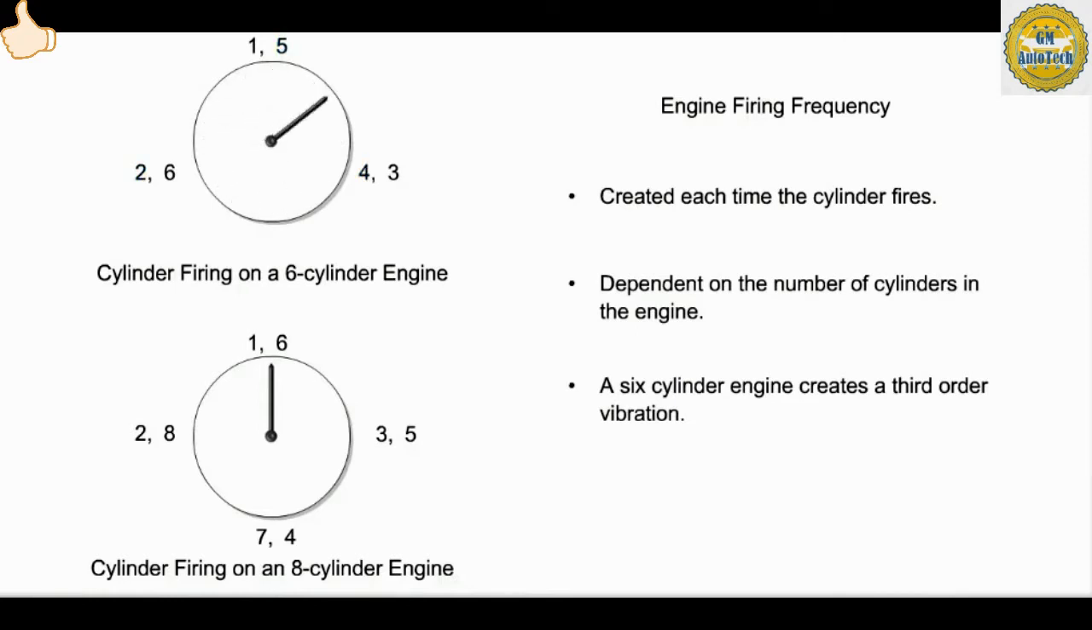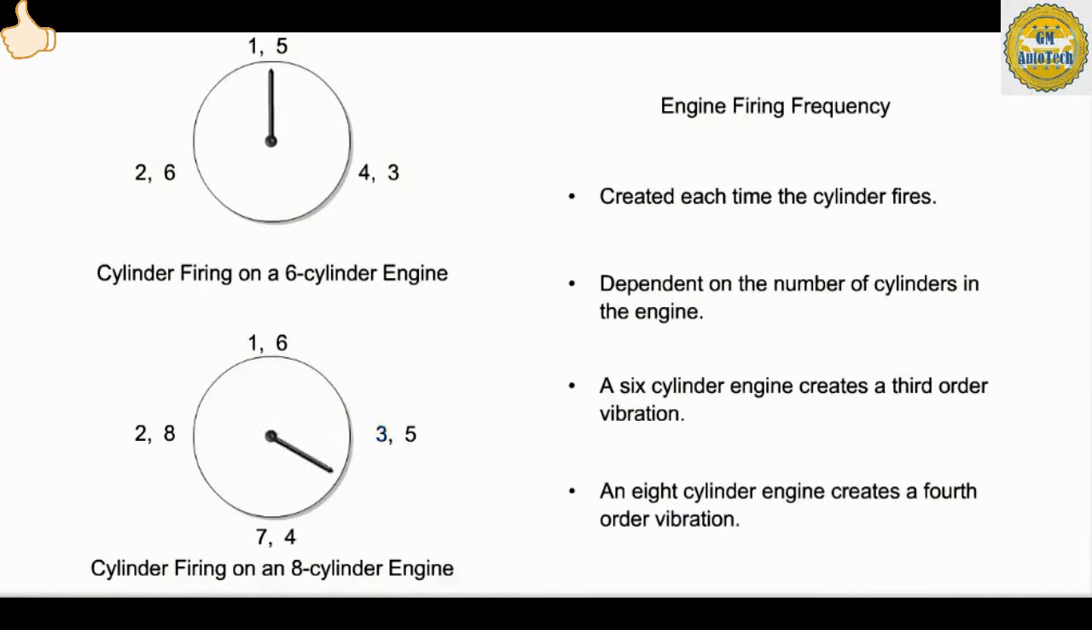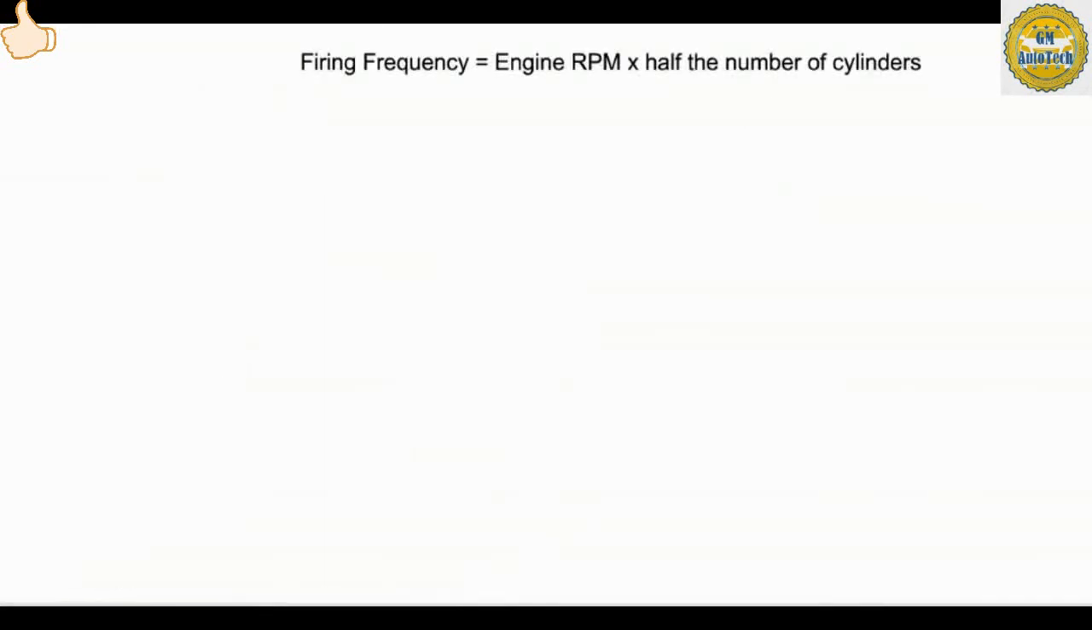For example, a 6-cylinder engine fires half of its cylinders with each crankshaft revolution. This results in a third-order vibration because there are 3 disturbances per one crankshaft revolution. A fourth-order vibration would be common with an 8-cylinder engine, since 4 cylinders fire with each crankshaft revolution. The firing frequency is engine RPM times half the number of engine cylinders. The higher frequency lets you know that the vibration may be second, third, or even fourth order.